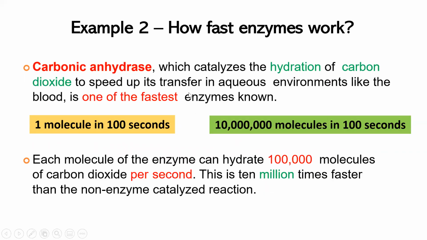Another example is carbonic anhydrase, which catalyzes the hydration of carbon dioxide to speed up its transfer in a water-like environment, like blood. So it's one of the fastest known enzymes. If the enzyme is not present, the hydration of one molecule will happen in 100 seconds. But with the enzyme, 10 million molecules are processed in 100 seconds. So each molecule of enzyme can hydrate 100,000 molecules per second. It's 10 million times faster than the non-catalyzed reaction.